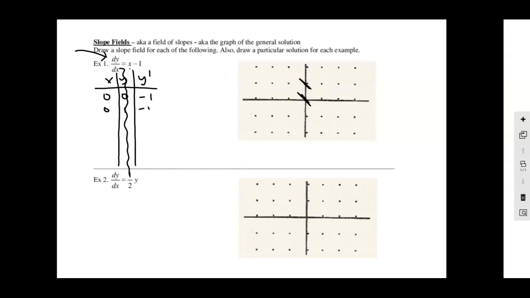So the other points in that same column, this one, and this one, and this one, would all have that same slope of negative 1. That's a terrible negative 1, Steve. Come on.